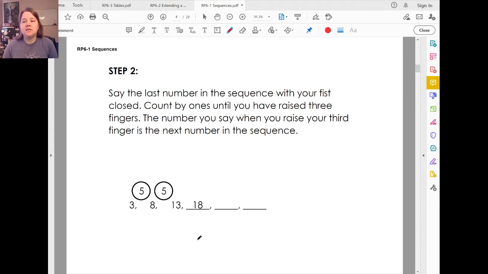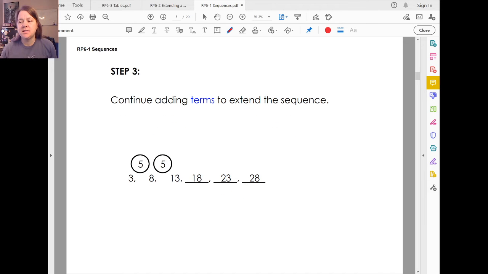The next thing is to look at the last number in the sequence, as if you're counting on your hand. When we go from 13, we're going to add 5, and we're going to get to 18. To get to the next term, we're going to add 5 again, to get to 23. And then we're going to add 5 again to get to 28. And you can see how they continue adding terms and they get the same thing.